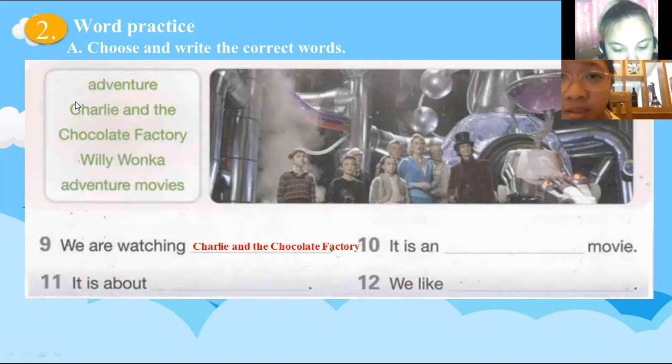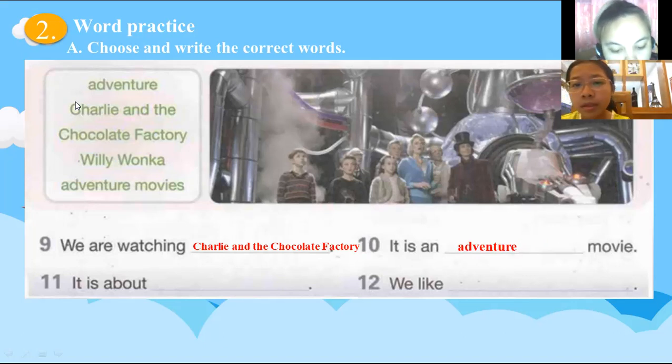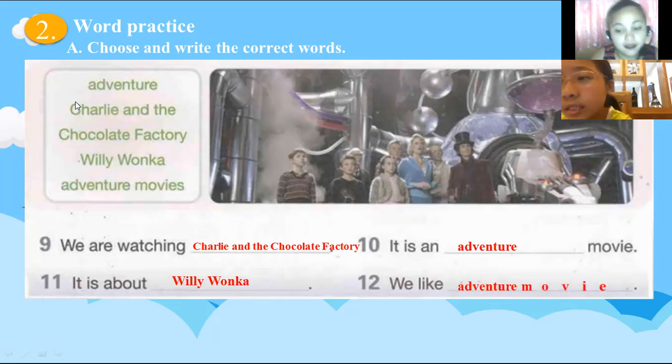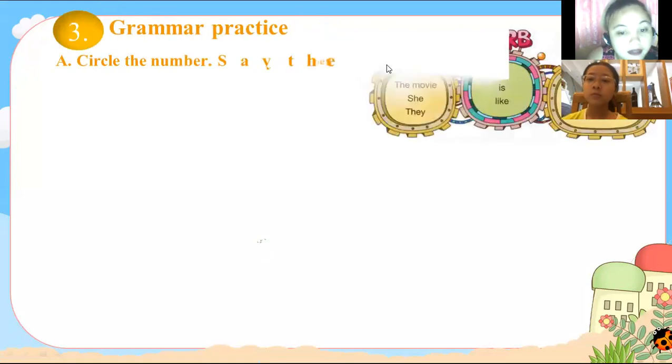Number 10. This is an adventure movie. Adventure movie, okay. 12. It's about Willy Wonka. Last one, number 12. We like adventure movie. Okay, that is correct. So you got 12 points or perfect score in this part of the activity. Very good, Laura.